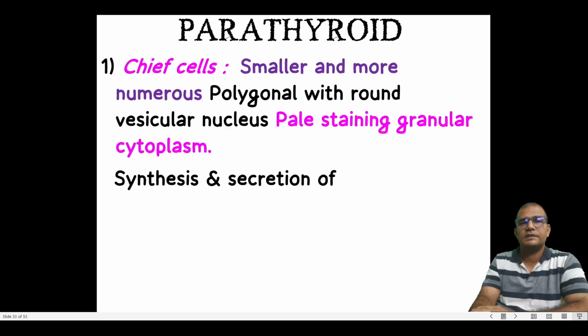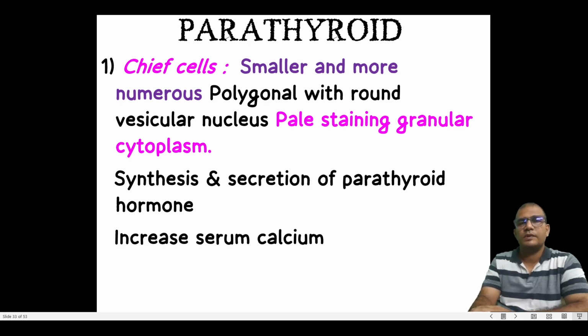The chief cells are smaller and more numerous, and they secrete parathyroid hormone. So the cells which serve the function of the parathyroid gland secrete the parathyroid hormone. This hormone is secreted by chief cells, and these are more numerous. That is why these cells are called chief cells. What is the shape of these cells? These are polygonal with a round vesicular nucleus, and these are pale staining cells with granular cytoplasm.